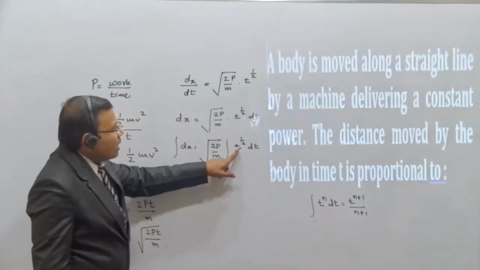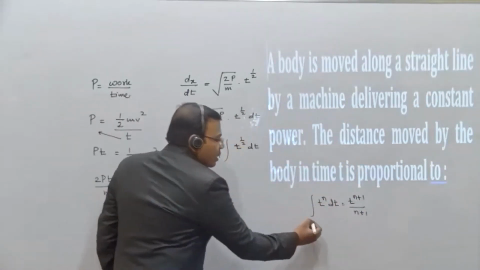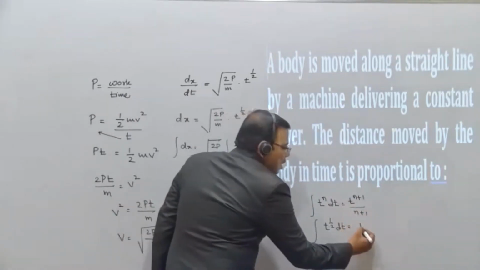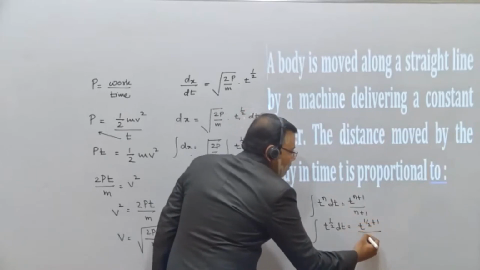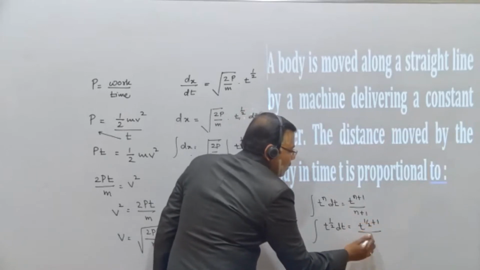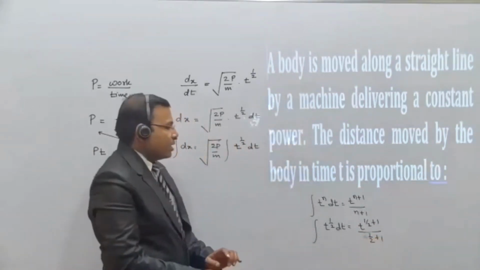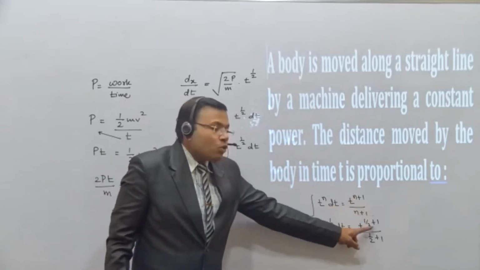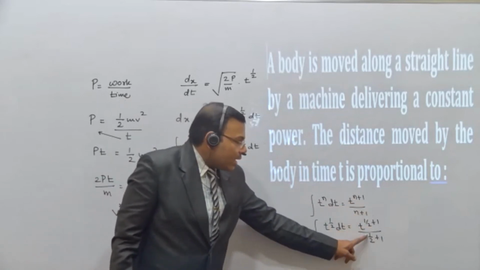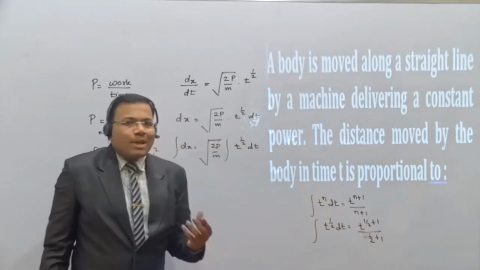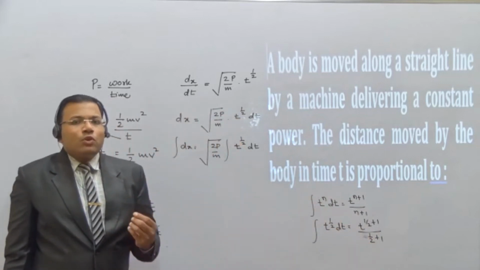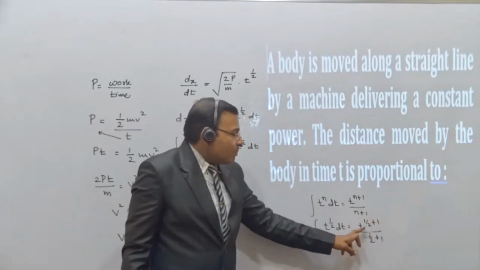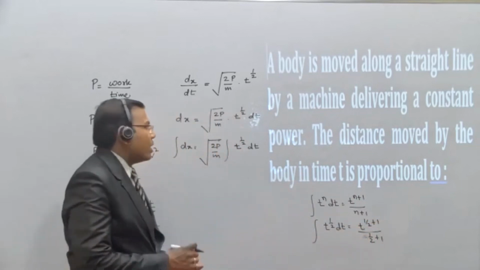Here you can see the power is 1 by 2. So how to calculate this? Let us see. T power 1 by 2 dt is equal to t power 1 by 2 plus 1 by n plus 1, where the value of n is 1 by 2. So it is t power 1 by 2 plus 1 divided by 1 by 2 plus 1. How much is 1 by 2 plus 1? If you take the LCM, you will get 3 by 2. So it is t power 3 by 2 by 3 by 2.